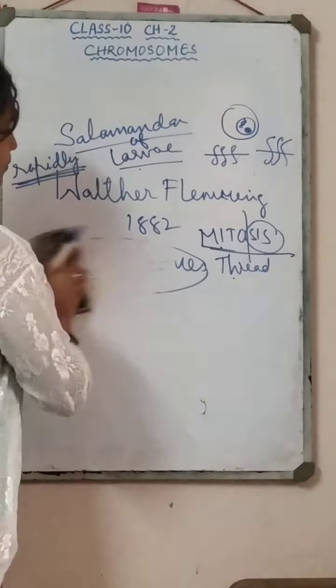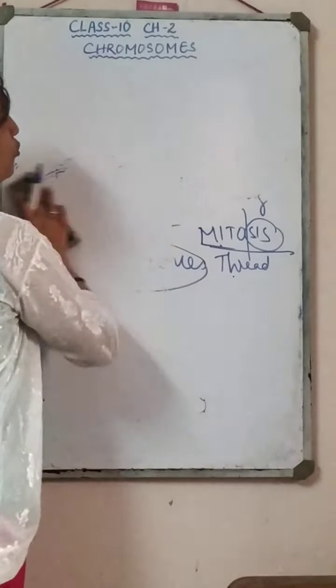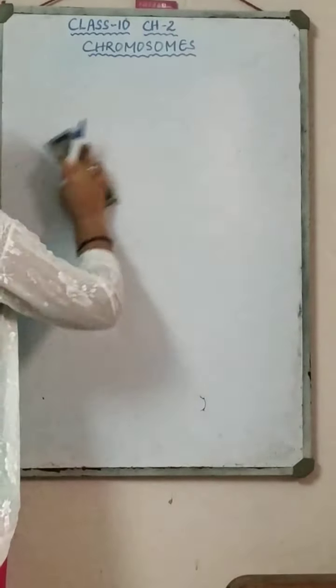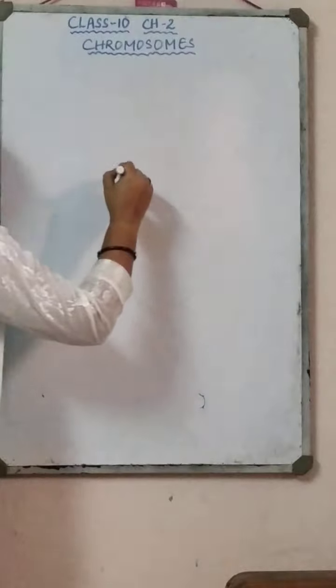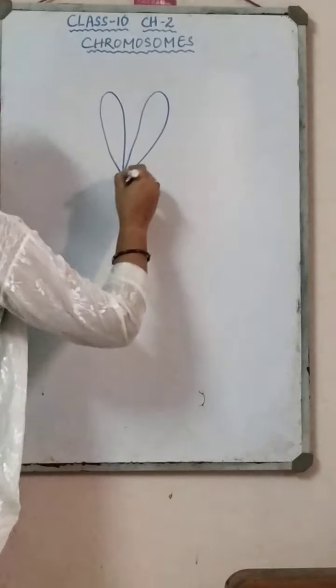Okay. Now let's discuss what a chromosome is made up of. Here I am going to draw the structure of a chromosome.